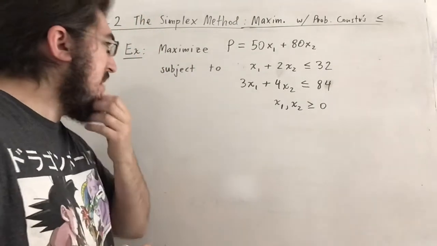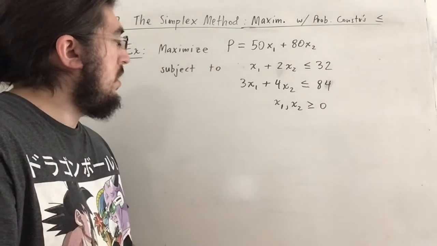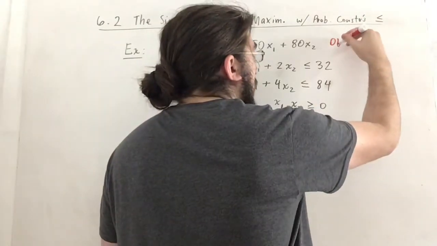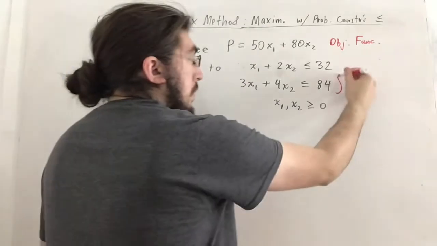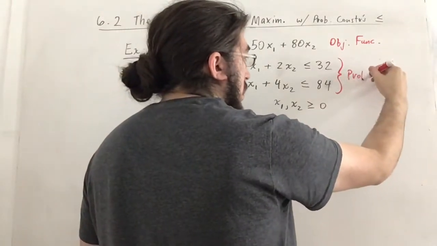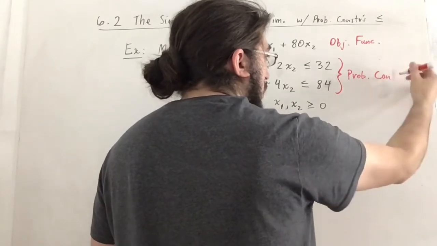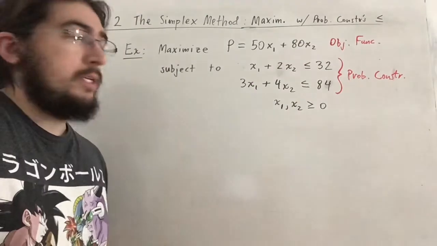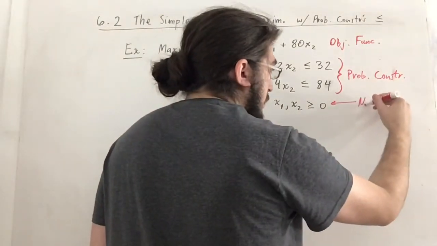This example, we've seen a problem like this before. In fact, I think we've been seeing the same example before. We want to maximize this objective function. So let's denote that objective function with these problem constraints. Now remember, in this section, all of these problem constraints will be of the form less than or equal to, for 6.2 anyways. And then these were the non-negative constraints.